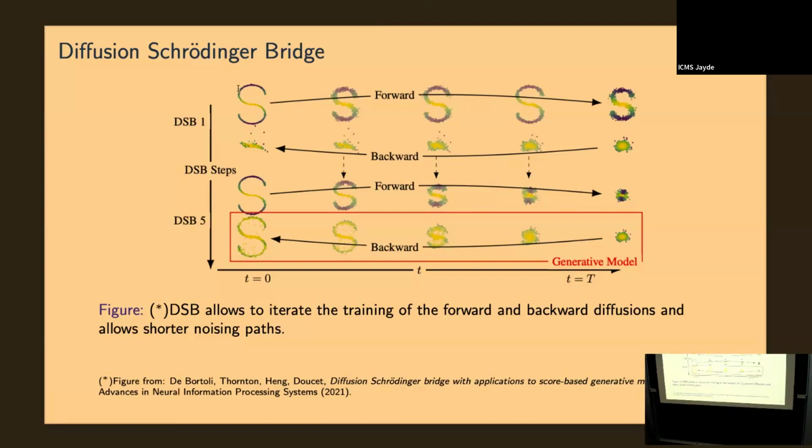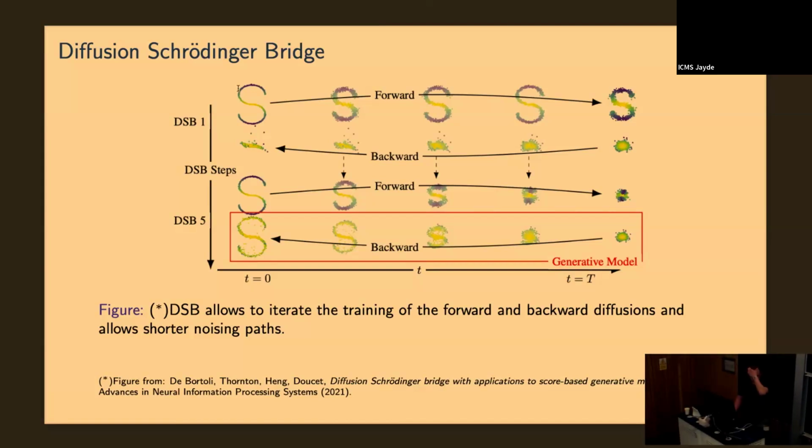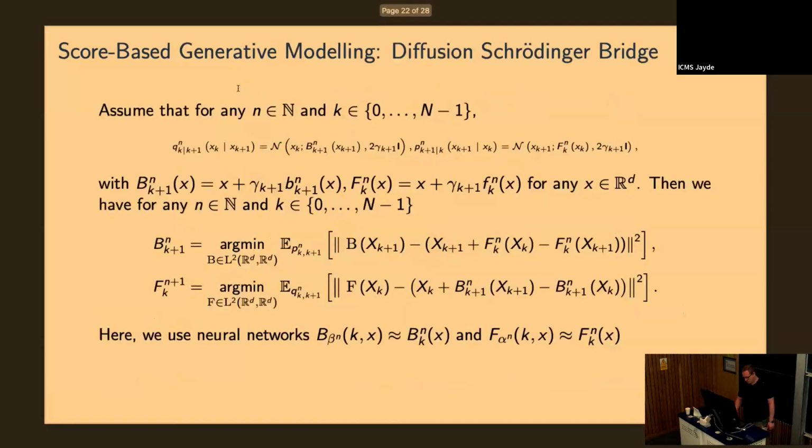So this makes it a little bit easier to work with the diffusions, in my opinion, and it allows you to reduce the number of steps that you take for the diffusion. Yeah, I'll skip this. Probably you know this. So if you want to fit the backward net, then the loss depends on sampling from the forward net and vice versa.